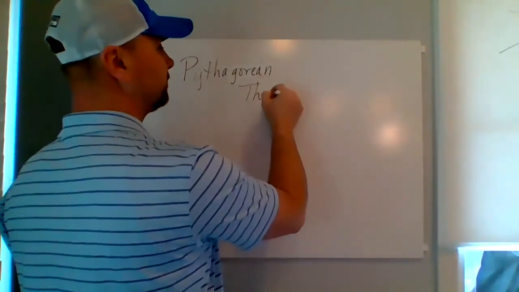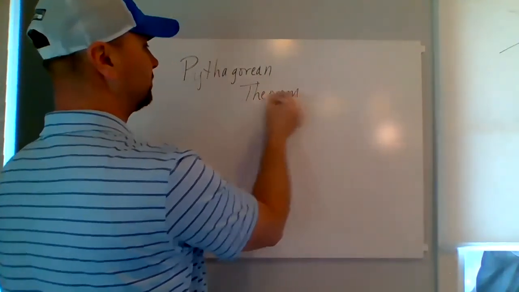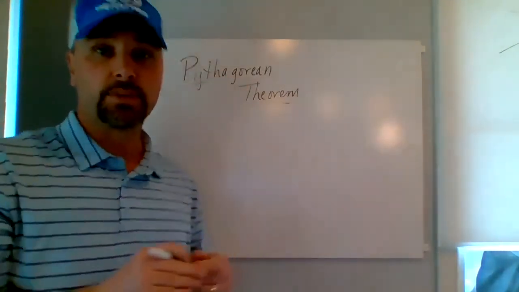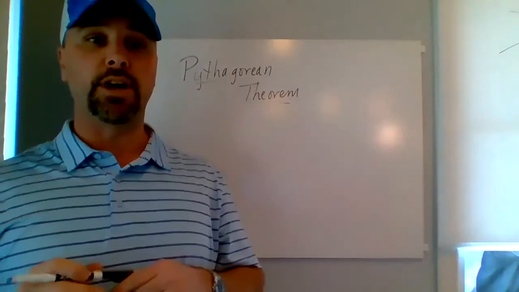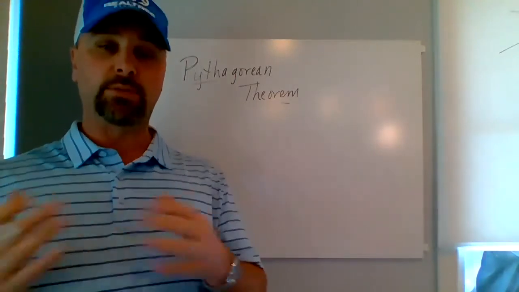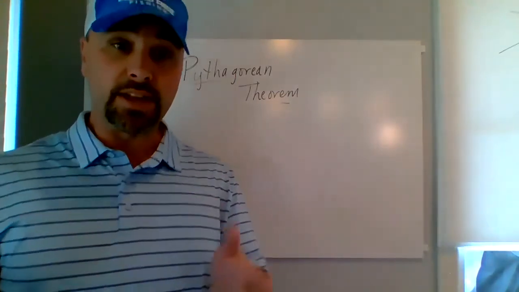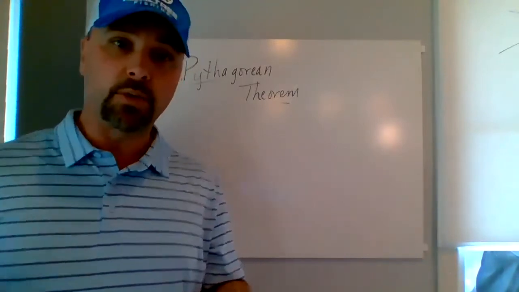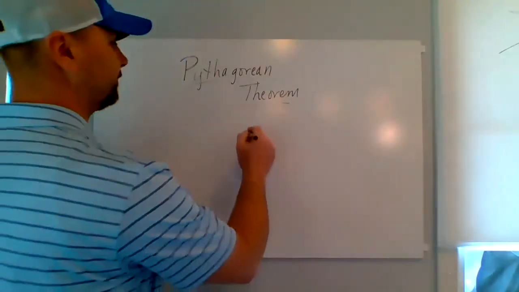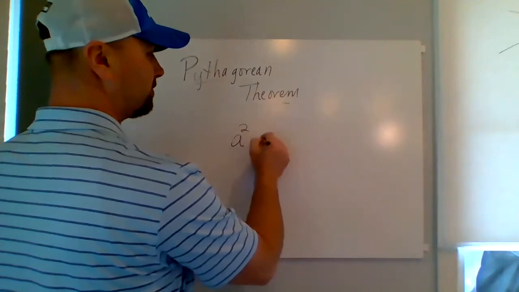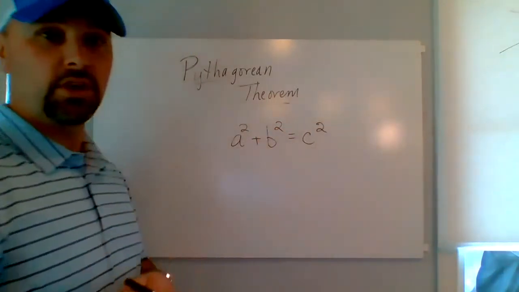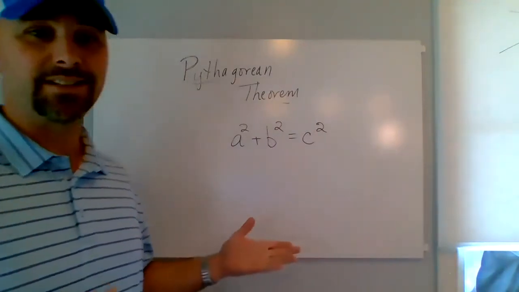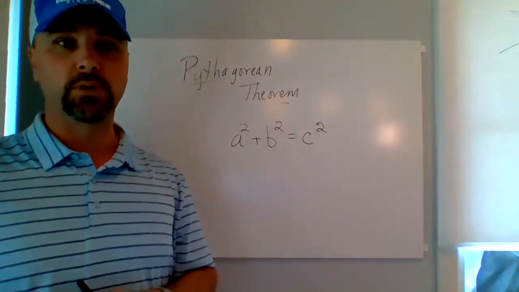Pythagorean Theorem. Some of you have probably heard of it before. Maybe for some of you, it's a brand new thing. But that's really just the name of a formula, an equation. And this is what it is: A squared plus B squared equals C squared. That is Pythagorean theorem. Okay?